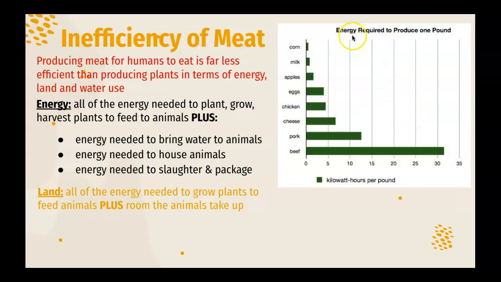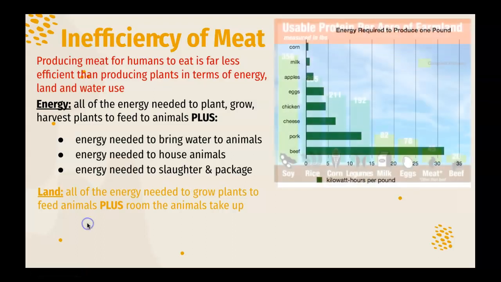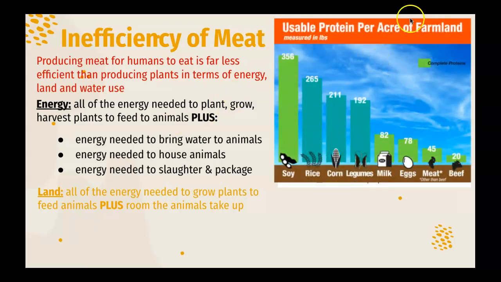And so if you look over here, the energy required to produce a single pound of any of those things, lots and lots of energy is required to produce beef or pork or even cheese, higher here than chicken, versus corn or apples, much less energy required. Plus all the land, all the energy needed to grow the plants and feed the animals, plus all the room that the animals take up. And so you can look here at usable protein per acre of farmland. Soy is the way to go in terms of protein versus beef, which is way down here.